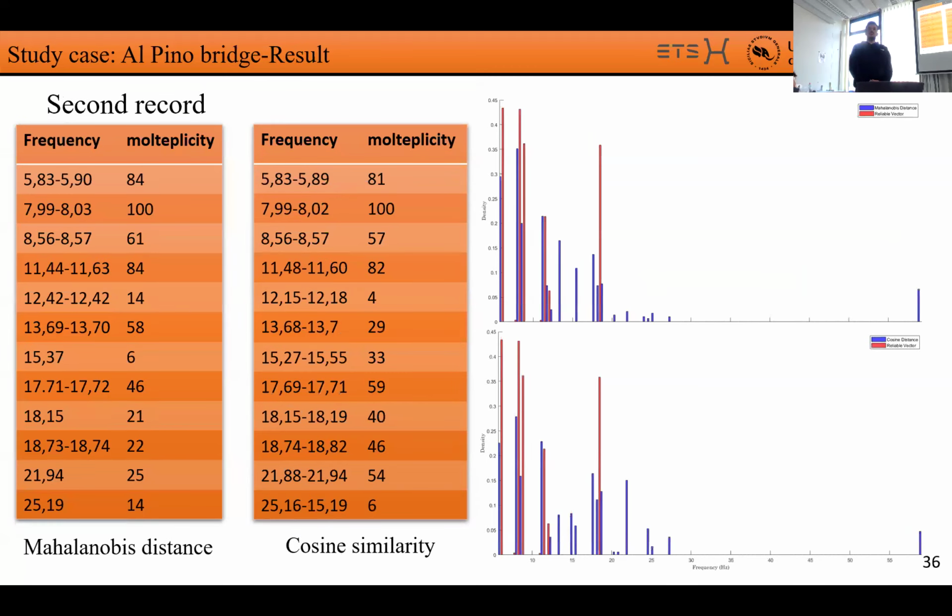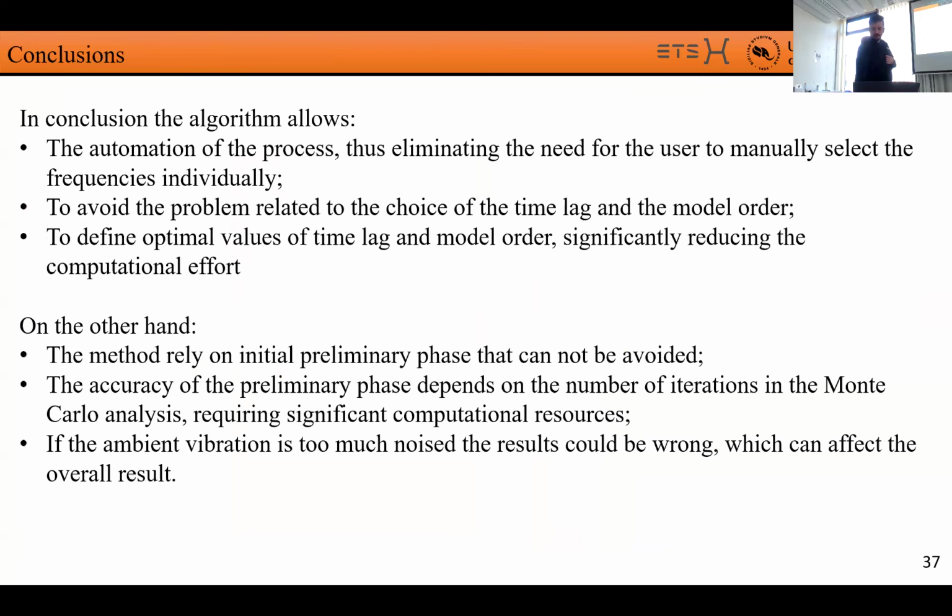So I tried to use another record. Here we can see that the results are even better. So we have a very good way to find these points to obtain the results. The results are quite good. So we could use this methodology basically.